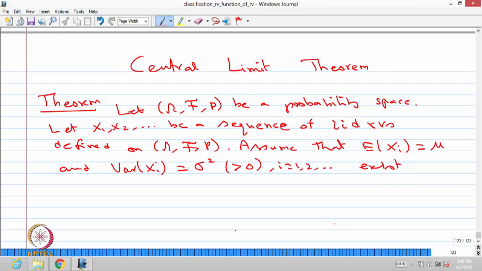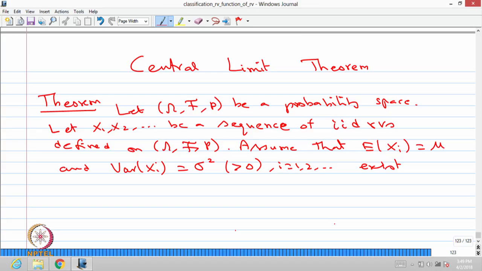That means we make sure that this sequence of random variables is IID, as well as that at least a second order moment exists, and the variance of each random variable is greater than 0. Since I made them IID random variables, sigma square is greater than 0 and also a finite quantity.